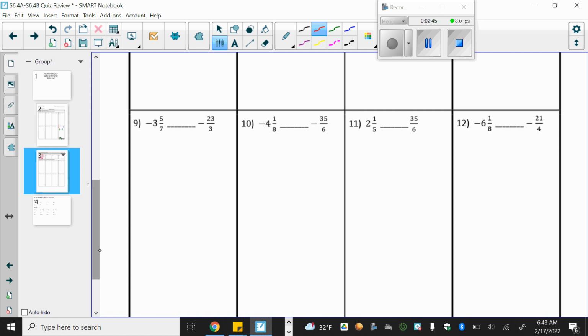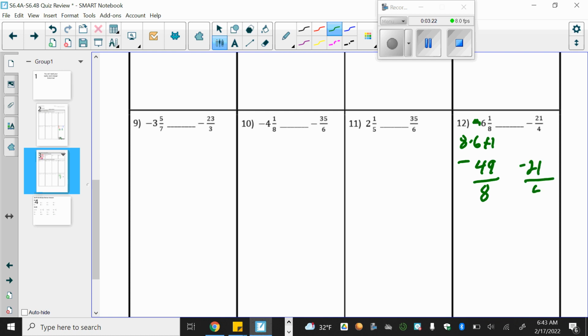So question 12. We need to convert them both to improper fractions. So for this one, remember we want to get rid of the negative. Let's change colors. Get rid of the negative. Put it down here. So I know 8 times 6 is 48. So matter of fact, let's write it out. 8 times 6 plus 1. So 8 times 6 is 48 plus 1 is 49 eighths. This side's already improper.